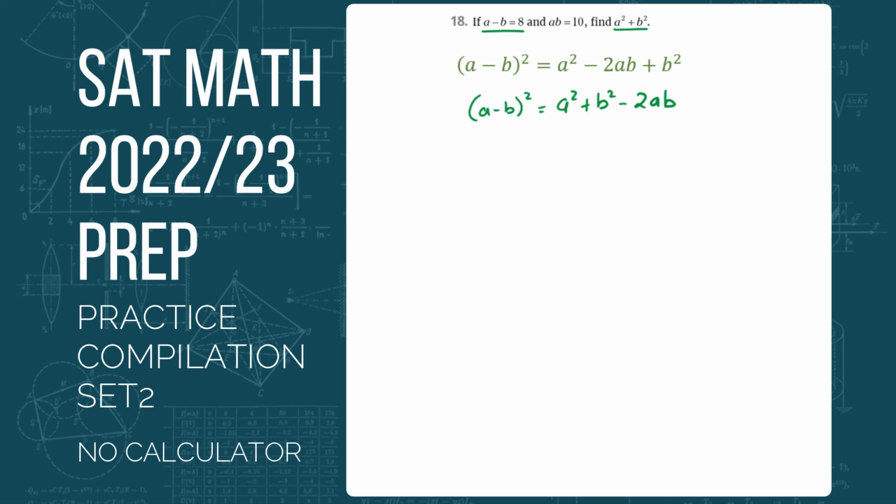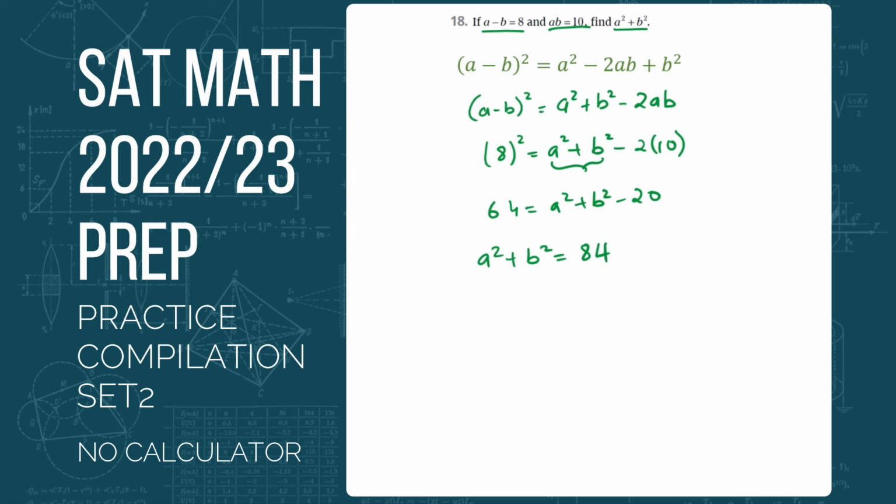Let's plug in values of a minus b and ab. Alright, a minus b is 8, squared, is equal to a squared plus b squared minus, we know what ab is, which is 10. And now we can find the value of a squared plus b squared easily, which gives me 64 is equal to a squared plus b squared minus 20. So a squared plus b squared should be equal to 84.